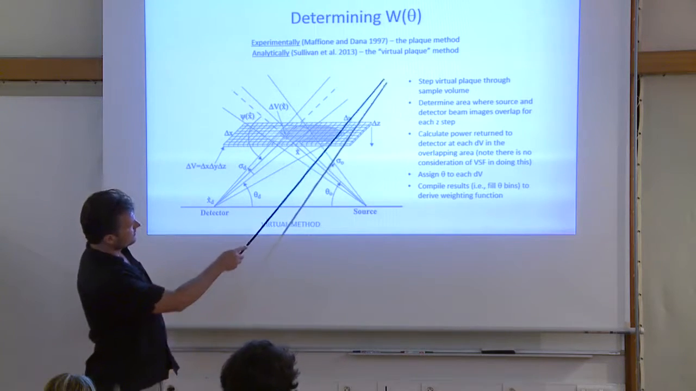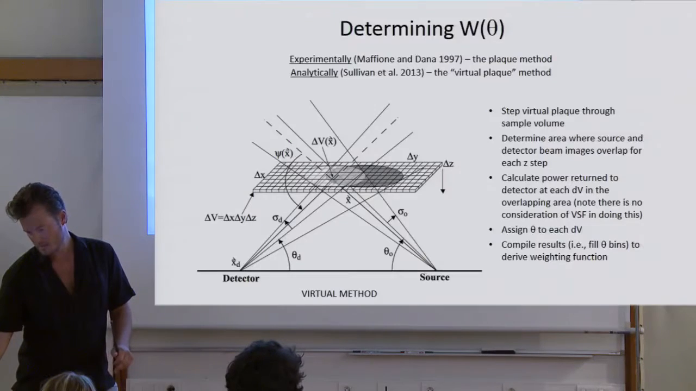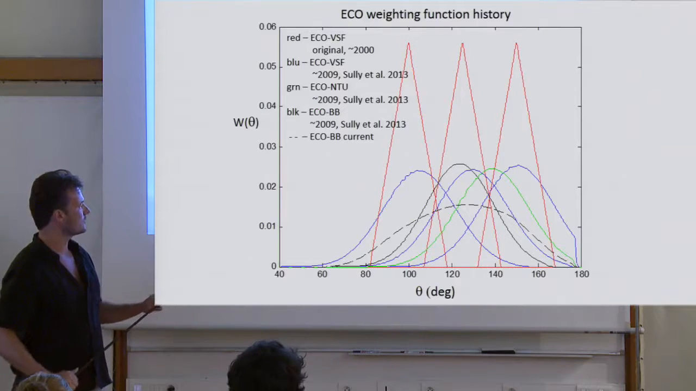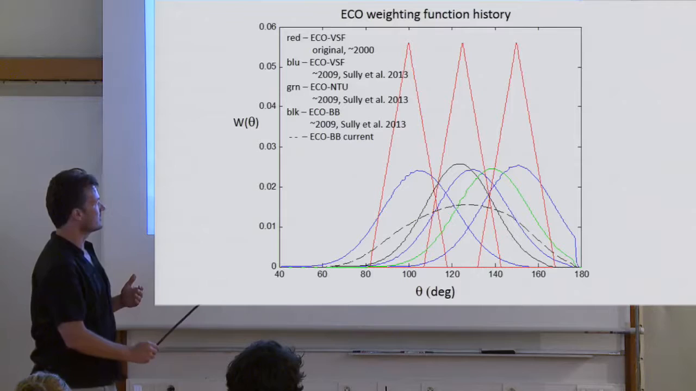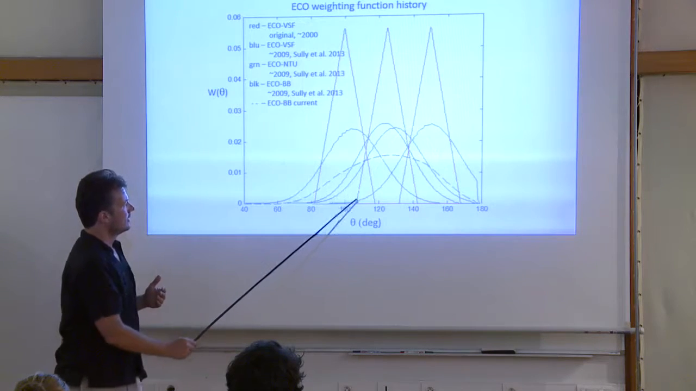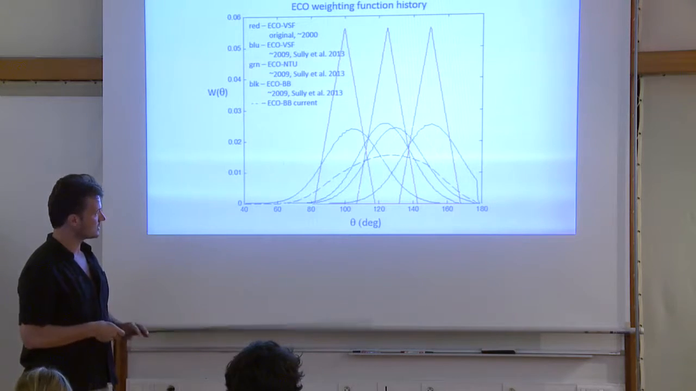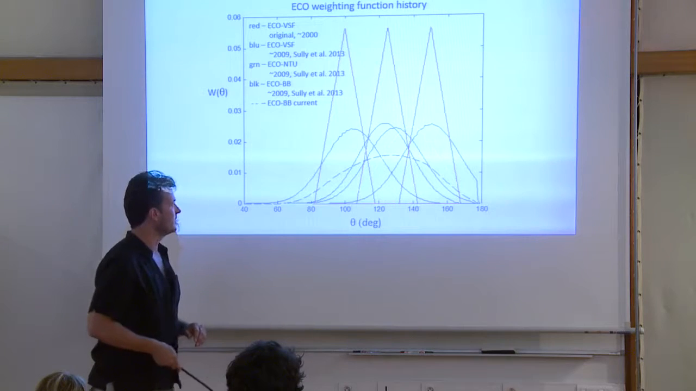Let's see. So you step through the volume, determine the area. I think I described everything. And so doing this, the first weighting functions we calculated with this method in 2000, this is the original VSF, kind of these very narrow triangles that were centered at 100, 125, and 150.